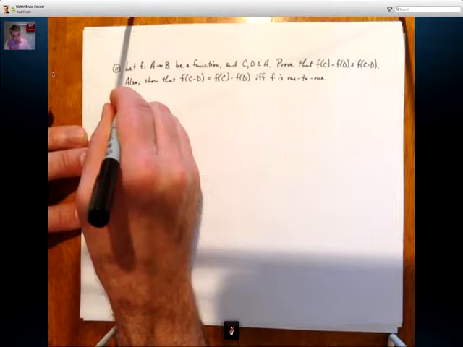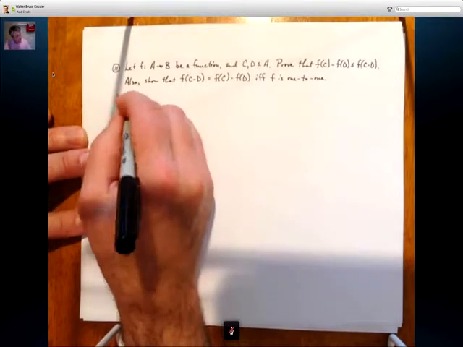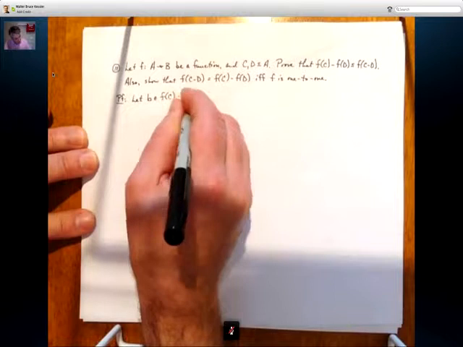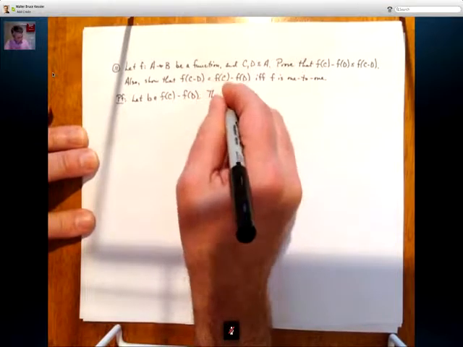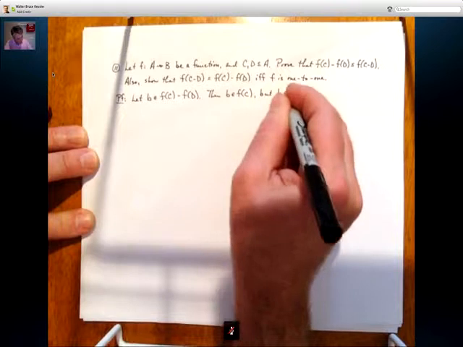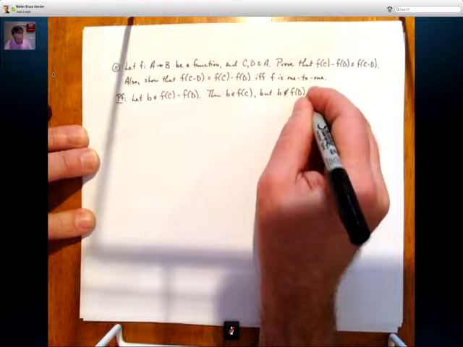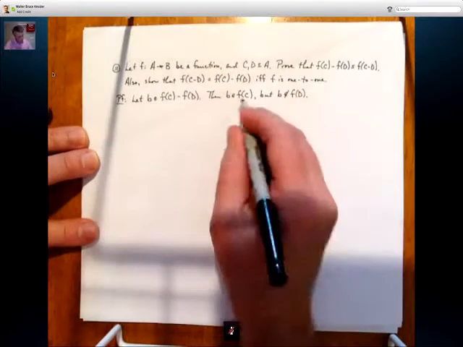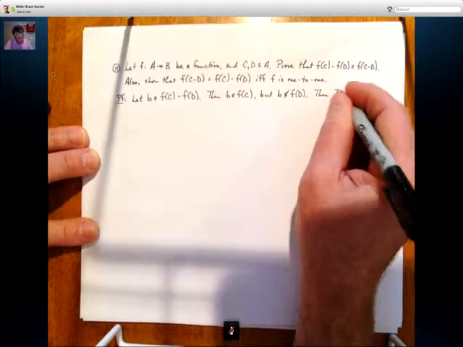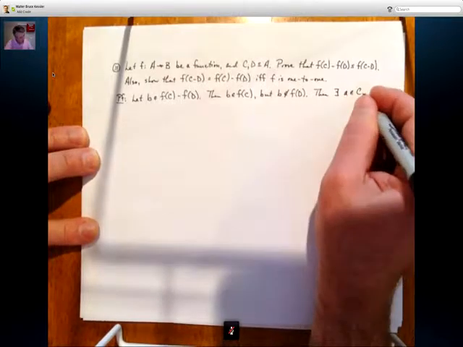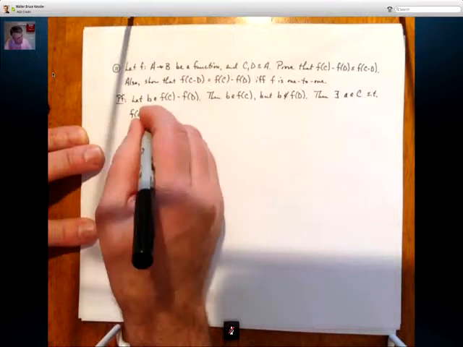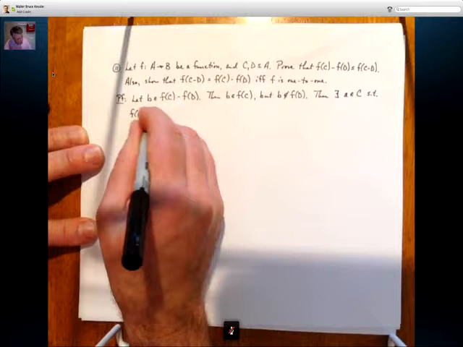We'll start with the first part here. Let's take something B in f of C minus f of D. Now what that means is then B is in f of C, but B is not an element of f of D. So since it's here, there's got to be something in C that gets me B. There exists an A in C such that f of A equals this B.